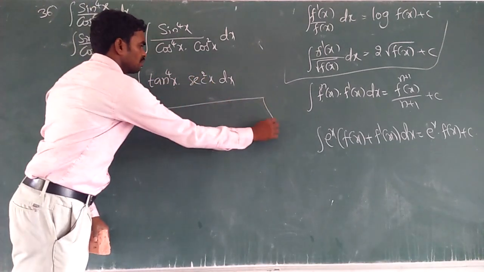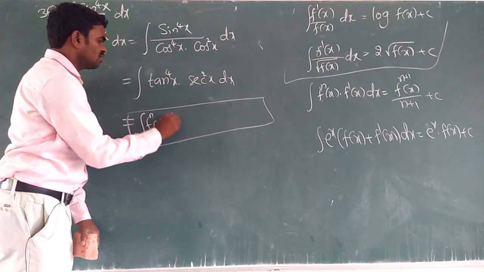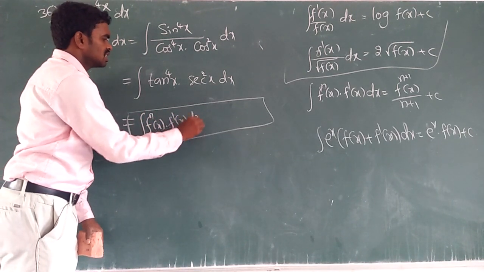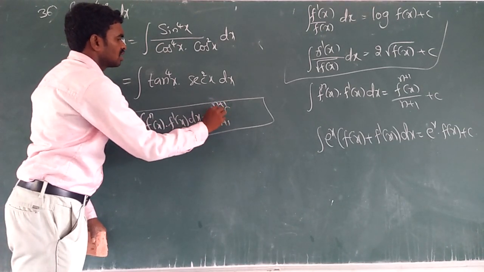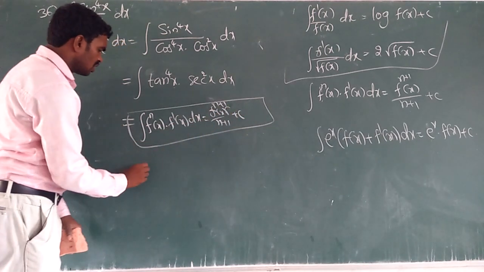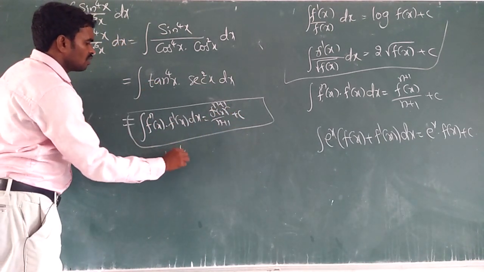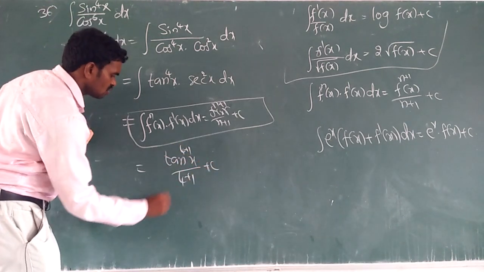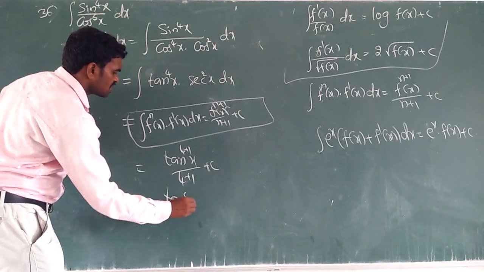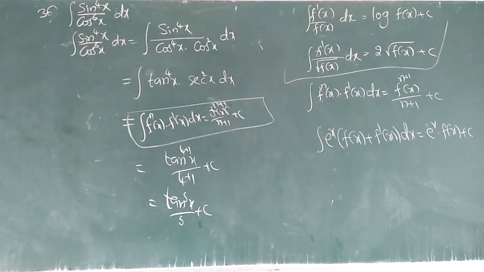So which formula can we apply? Integration of function and derivative, that is f power n plus 1 by n plus 1 plus c. According to this formula, this is the function, so tan power 4 plus 1 x by 4 plus 1 plus c. So the answer is tan power 5x by 5 plus c. Okay, so please note down.